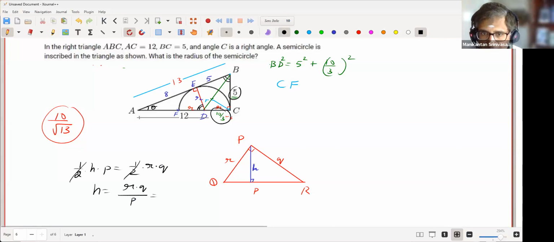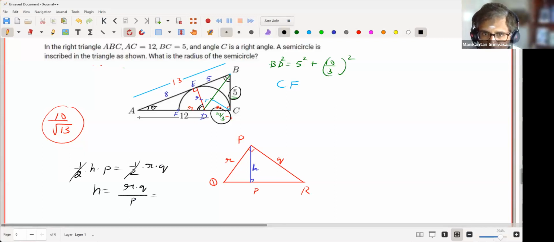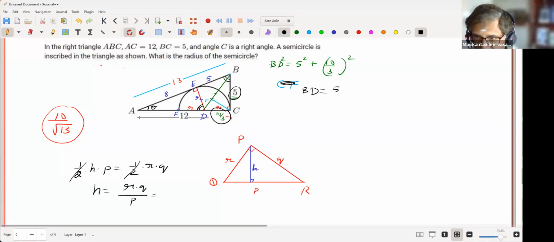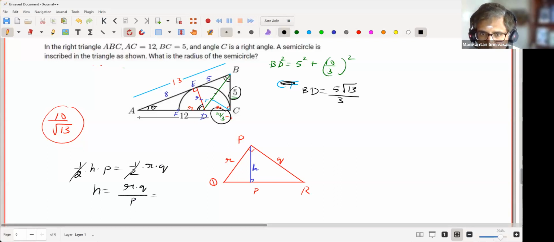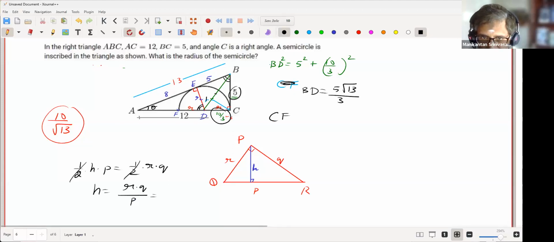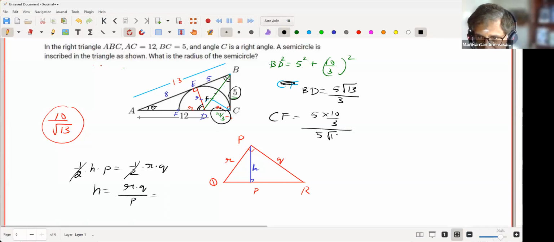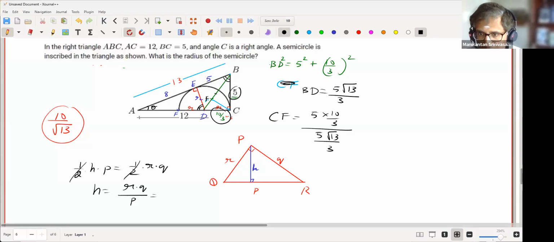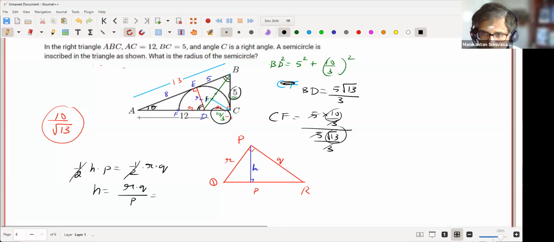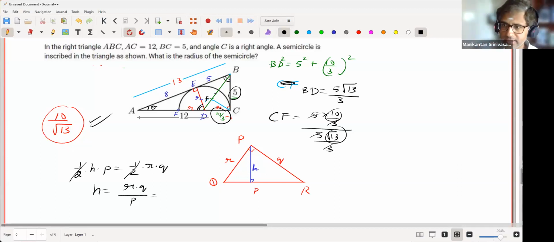5 is one side, 10 by 3 is another side, and the third side is what we just found, square root of 325 by 3. BD is square root of 325, which is 5 root 13 upon 3. So CF that we are seeking, this is F, is the product of the 2 sides, 5 and 10 by 3, upon 5 root 13 by 3. So 5 gets cancelled. The 3 also gets cancelled, leaving 10 by root 13 indeed. Does it make sense, guys?